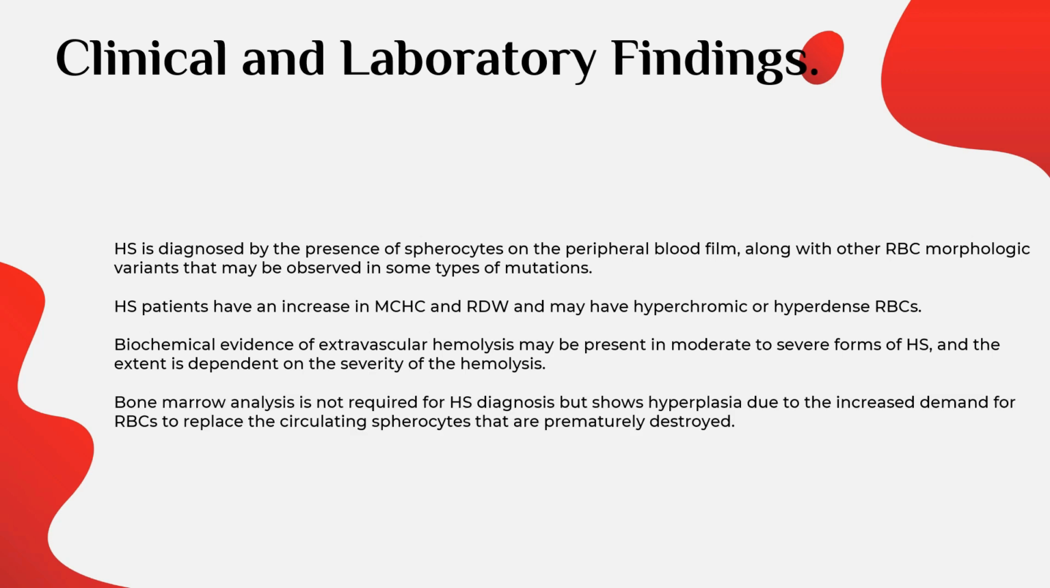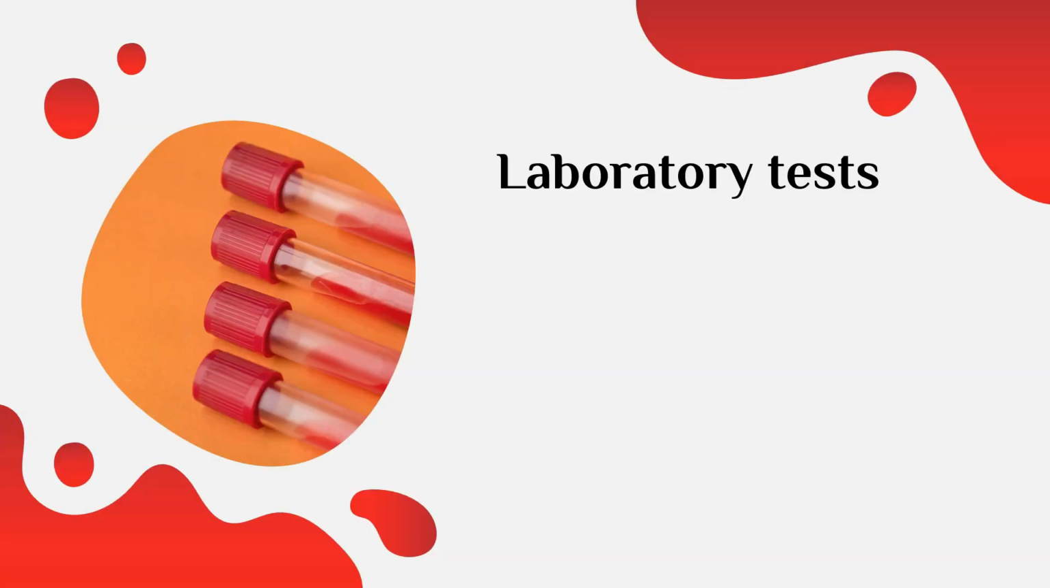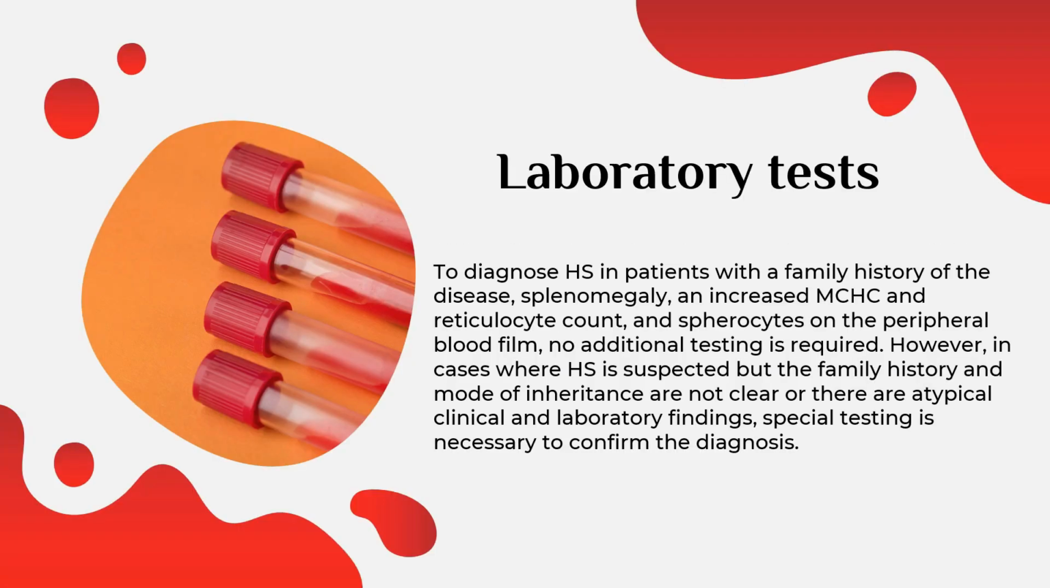Bone marrow analysis is not required for hereditary spherocytosis diagnosis but shows hyperplasia due to the increased demand for RBCs to replace the circulating spherocytes that are prematurely destroyed. Laboratory tests. To diagnose hereditary spherocytosis in patients with a family history of the disease, splenomegaly, an increased MCHC and reticulocyte count, and spherocytes on the peripheral blood film, no additional testing is required.